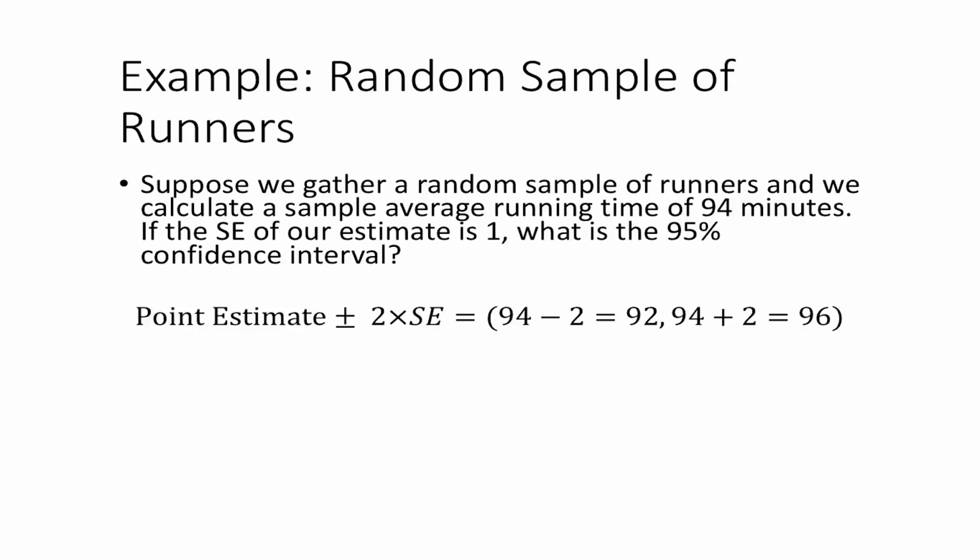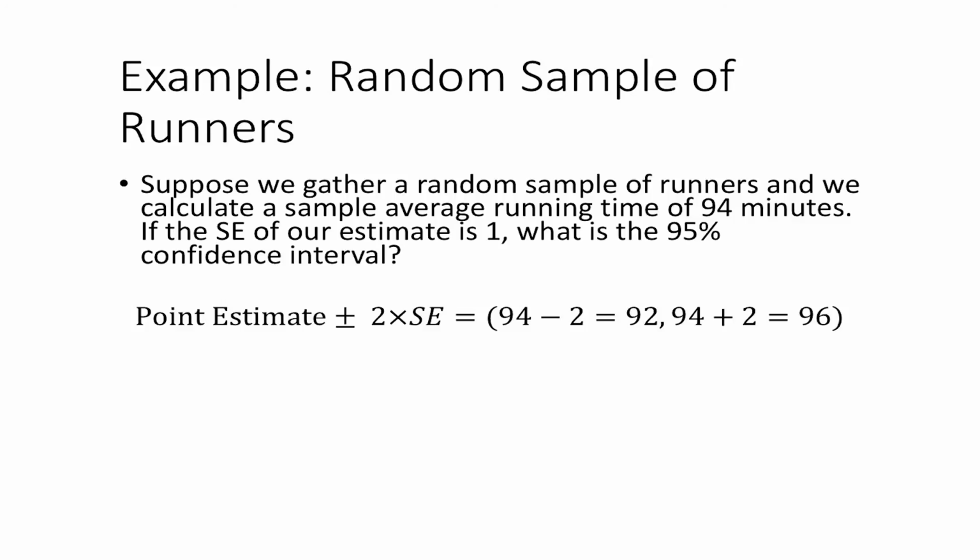So let's look at an example. Let's look at a random sample of runners. Suppose we find that a random sample of runners has a sample average running time of 94 minutes. If the standard error, sigma divided by the square root of n, of our estimate is 1, what is the 95% confidence interval?